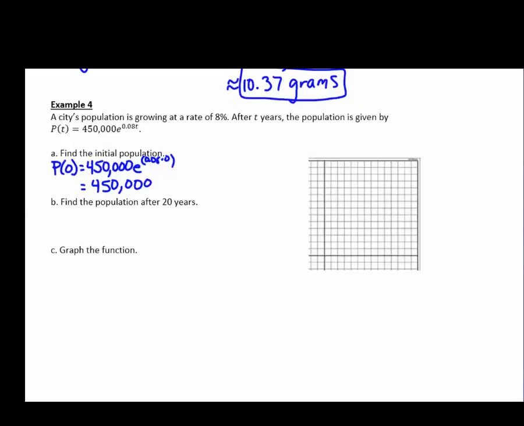So really that e is to the power of 0, which makes it 1. So we have 450,000 people. So now we're going to find the population after 20 years. So we're plugging in 20. So 450,000 times e to the power of 0.08 times 20. So we're going to plug that all into the calculator. And remember that your exponent is the 0.08 times the 20.